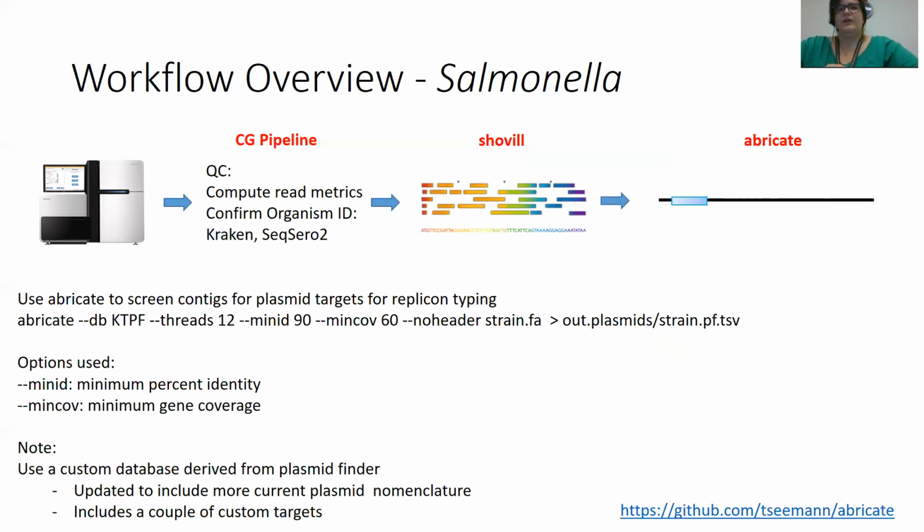For the options, you just set similar options to what's in StarAMR, just the minimum ID and the minimum coverage. And we use a little bit higher gene coverage threshold for these plasmid genes because they are quite small. Having the coverage lower than 60% would give us a lot of noise.